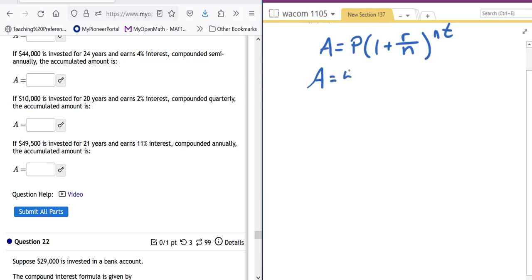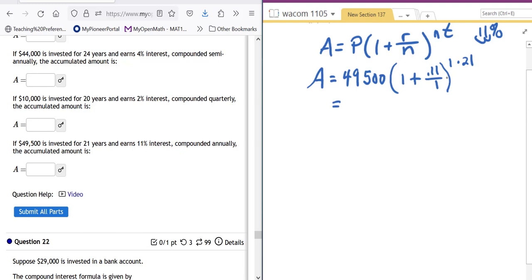Our principal, 49,500. 1 is a constant. Our rate, 11%. So drop your percent, move that decimal 2 places to the left. Because it's compounded annually, our N equals 1. I'm going to go ahead and write the 1, even though I really wouldn't have to there. I'd rather show all the steps. Also, you have a 1 up here. And our time is 21 years. So that's all the pieces plugged in.